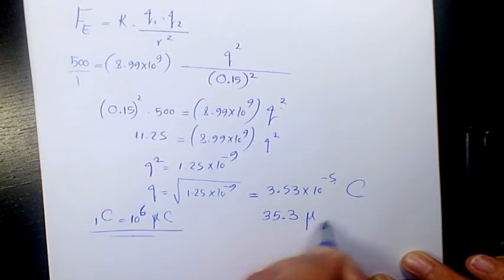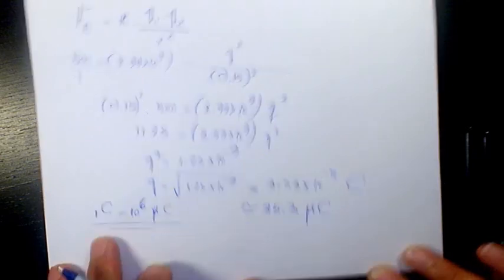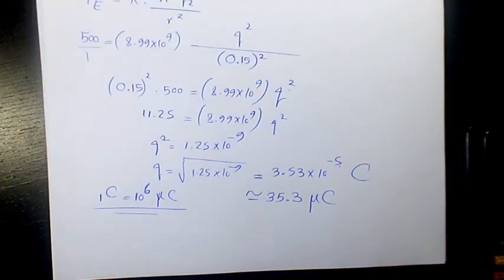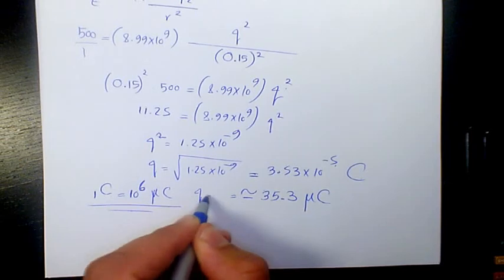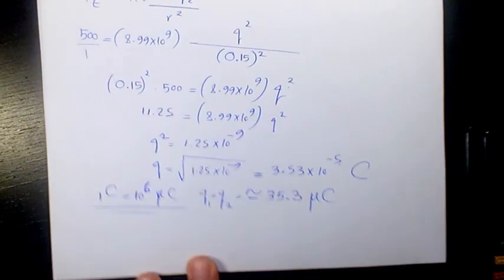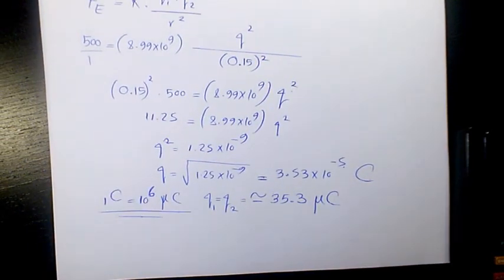That's going to be 35.3 microcoulomb approximately. That's going to be the charges. Q1 equals Q2, and it's equal to 35.3 microcoulomb.